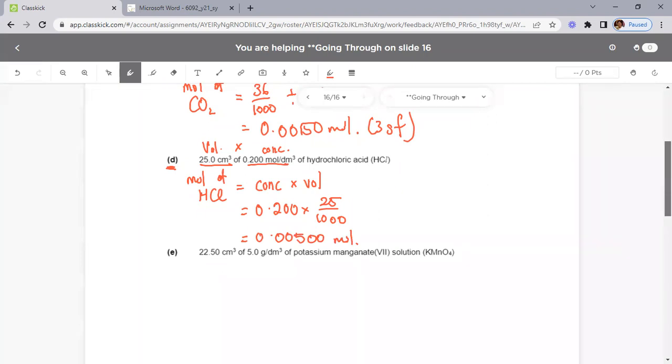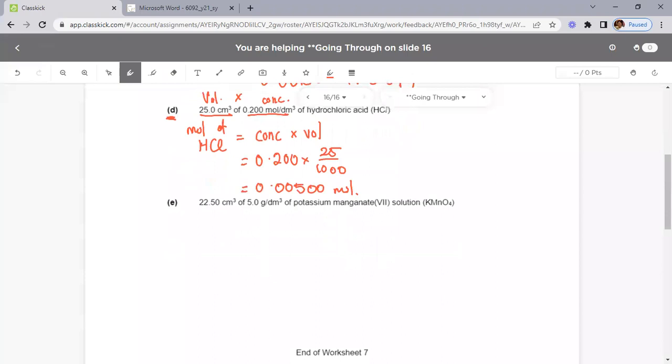Now, for part E, I'm going to help you a little bit. What you have given me is concentration in gram per dm cube. You have given me the volume of the solution, but you're asking me to find the mole of KMnO4. So how do we go about doing this?